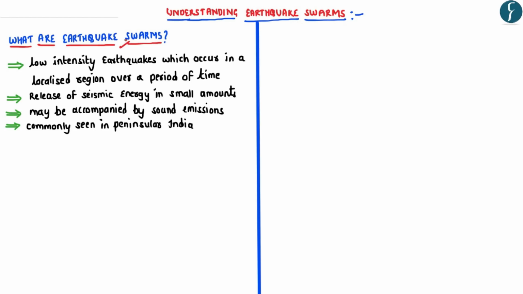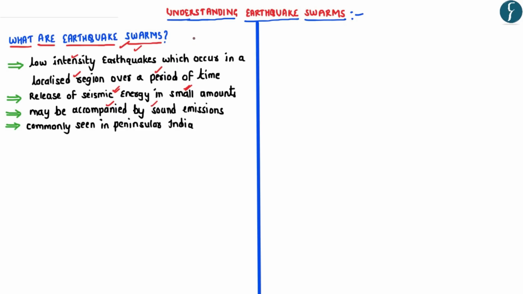The earthquake swarms are considered to be low intensity earthquakes which normally occur in a localized region over a period of time which can range from days, weeks, or even months. And this happens due to the release of seismic energy in small amounts. And normally it is observed that the earthquake swarms may even be accompanied by sound emissions as well.